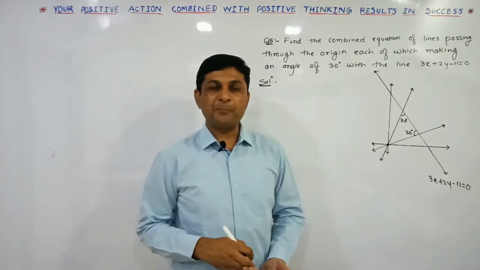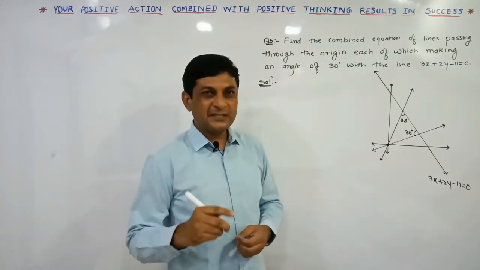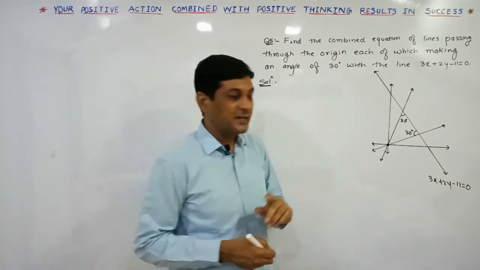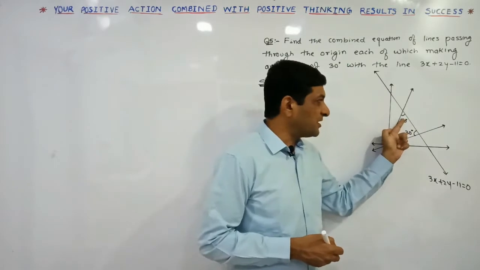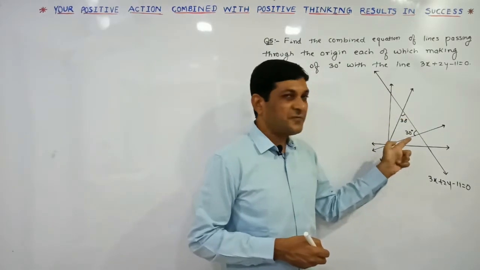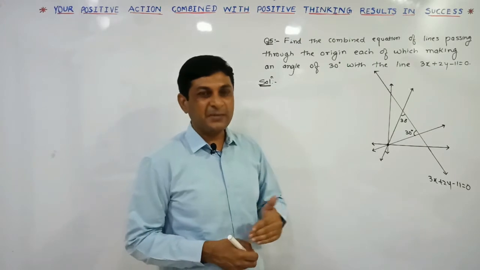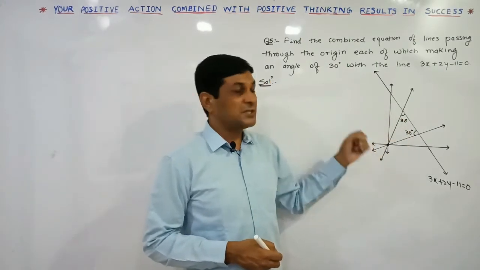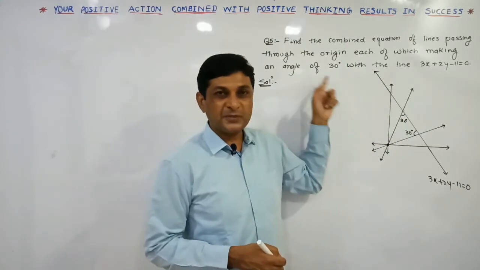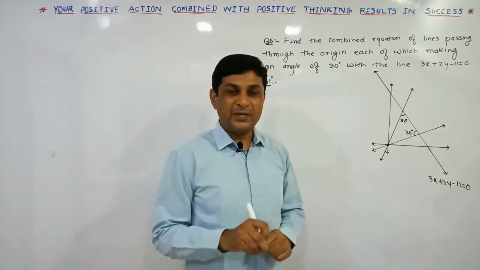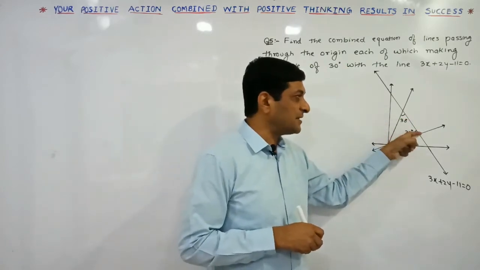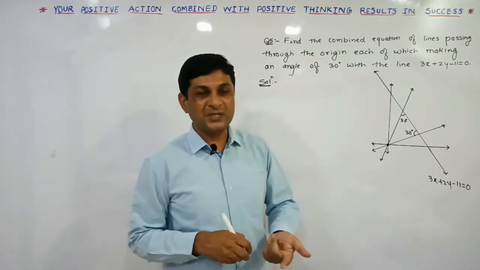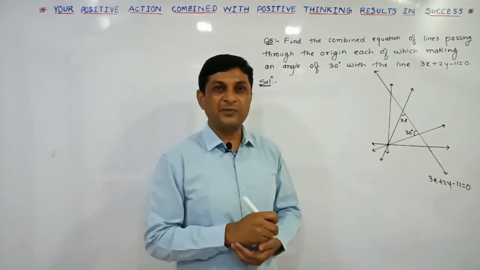The method which we are applying to solve this example, the same method is applicable if this angle of 30 degree is replaced by 45 degree. Instead of 30 degree, if this angle is 45 degree, at that time also we use the same method, and the same method is applicable if this angle is 60 degree. Means the line passing through the origin makes an angle of 60 degree with this line. But what happens if this angle is 60 degree? If this angle and this angle are 60 degree, we can say that the third angle of the triangle is also 60 degree, because we know that the sum of three angles is 180 degree.